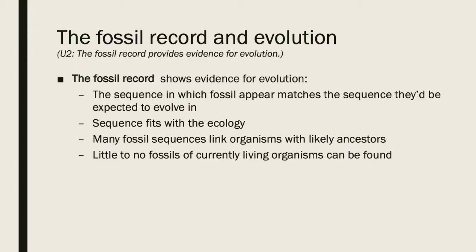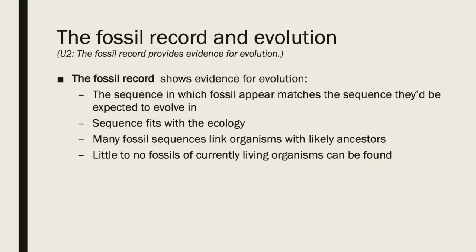Many fossil sequences also help to link organisms with their likely ancestors. So we can see, for example, that in one strata there's an ancient organism called Hyracotherium. This is a creature which was similar to a rhinoceros, and this was an ancestral organism. And as we look up at the newer and higher strata, we see horses, zebras, rhinos, and other creatures that seem to have evolved from this creature. So this shows an evolutionary link between these animals and the order in which they had evolved.